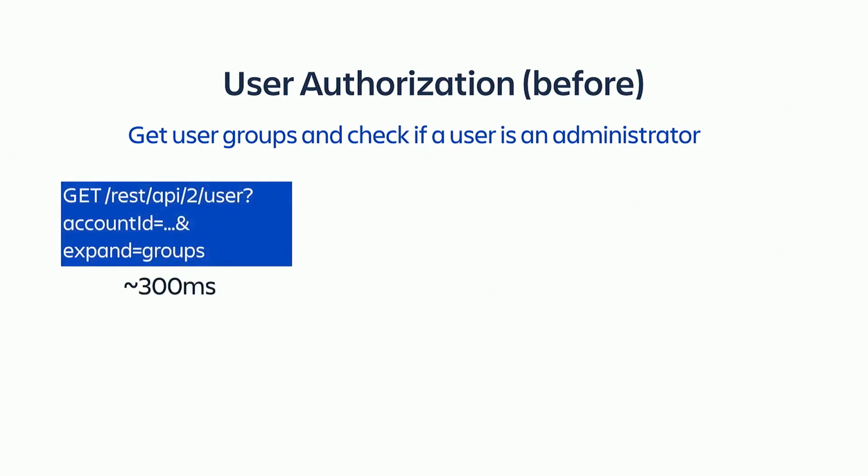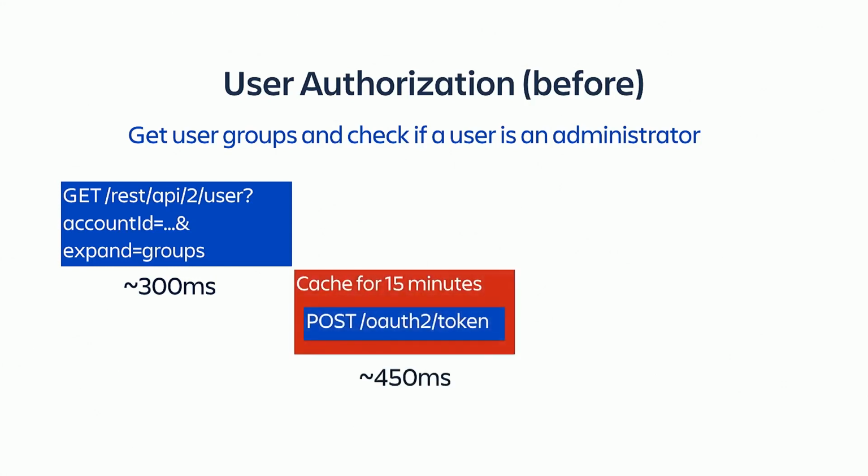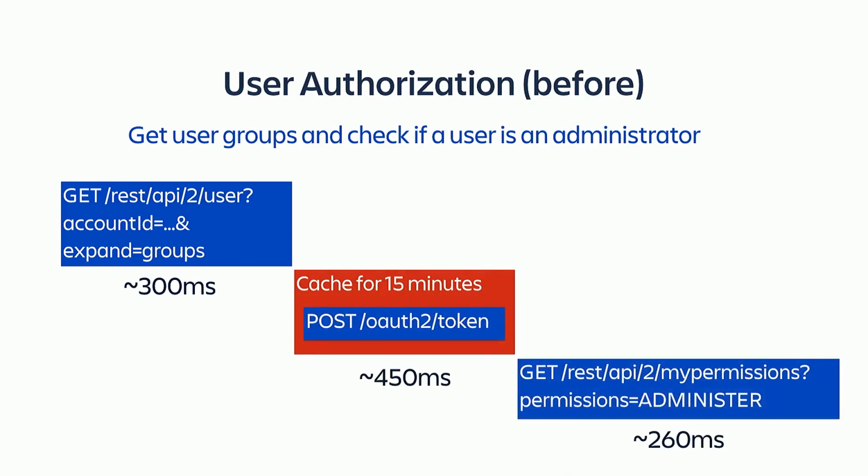The initial implementation was that whenever we showed the iframe, we requested this user's information, expanding groups. That took about 300 milliseconds. Then we made an impersonated request to get the administer permission, to understand whether this user is an administrator or not. Without a cached access token, it could take a second just to get this additional information.